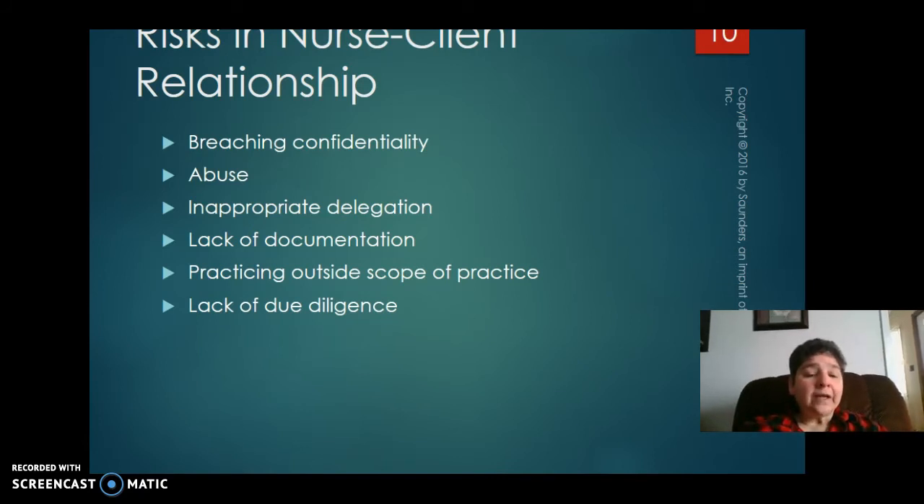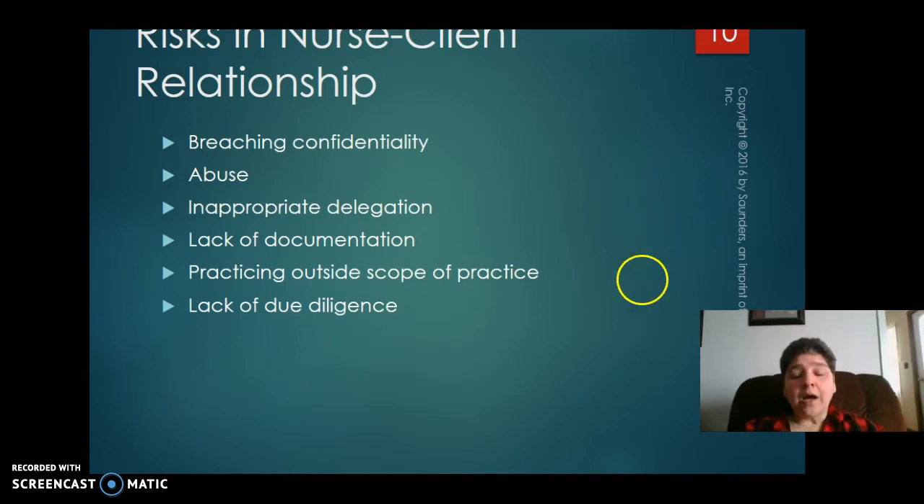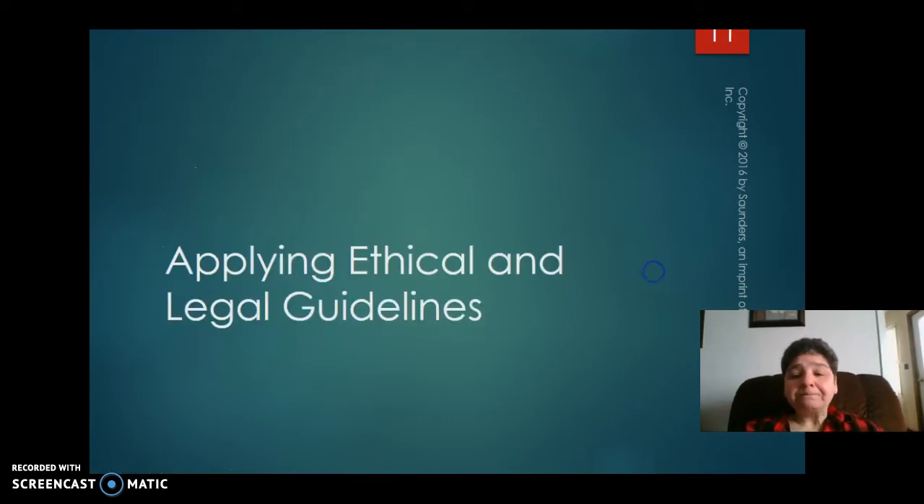So that's inappropriate delegation. Lack of documentation. If you didn't document it, it wasn't done. Practicing outside the scope of practice. Like I said, in my scope of practice, I could flush a catheter for a patient with an indwelling catheter. However, I was not comfortable with it. That would be outside my scope of practice. And of course, lack of due diligence. That's where you are actually trying to do the right thing, and the lack of that.